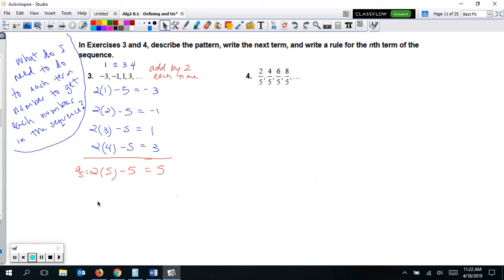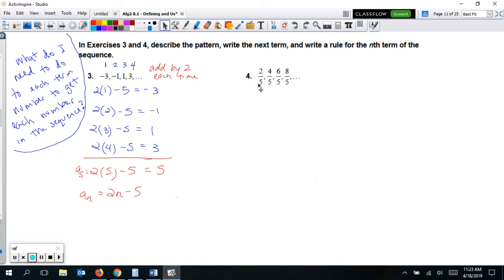But now writing this rule, how do we write the rule? So now we want to say a of n equals. We're just going to put an n inside the parentheses. So 2 times n, or n times 2, or 2n minus 5. And that's what it is. So there's our rule. Basically, a rule is like an equation. You're writing out an equation. In this sense, it's very similar to a linear equation, a y equals mx plus b equation.